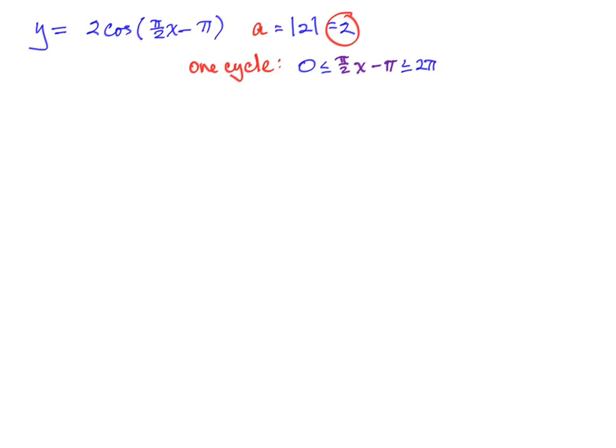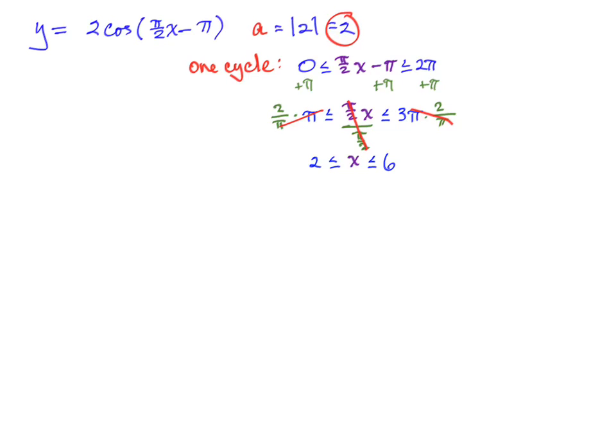But we put the argument pi over 2 x minus pi inside there, and we solve this for x. So I have to add pi to all the parts. I'm left with pi is less than or equal to pi over 2 x is less than or equal to 3 pi. Now I have to divide by pi over 2, which is the same as multiplying by 2 over pi. So the pi's cancel on each end, and I'm left with 2 is less than or equal to x is less than or equal to 6.